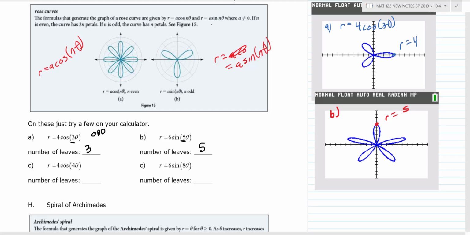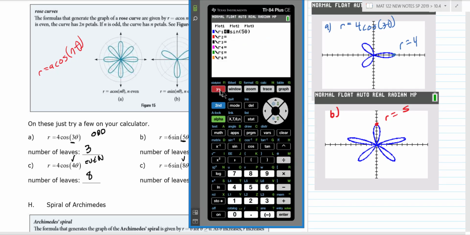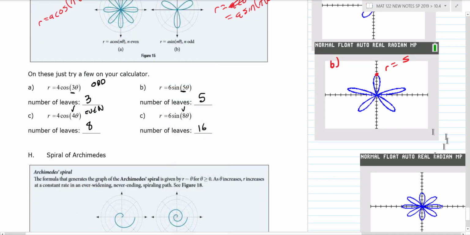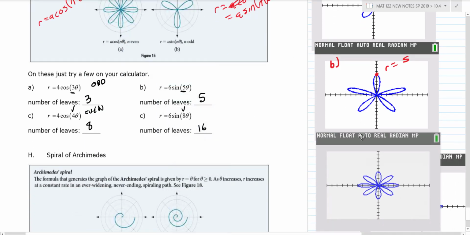Then what happens on this, if this number right here is even, then the number of leaves gets doubled. So this one will have 8 leaves. This one will have 16 leaves. So let's put them in and see if that is indeed the case. Okay, so the third one, we just go 4 cosine 4 theta. So it's got 8 leaves. Kind of cool. If you look at a sand dollar, you go to the beach and look at a sand dollar, they kind of look like rose curves.